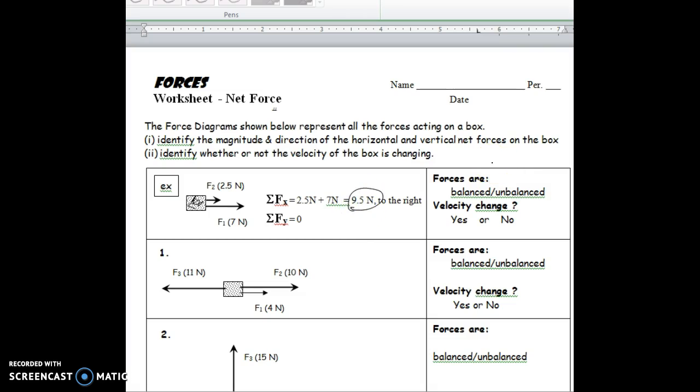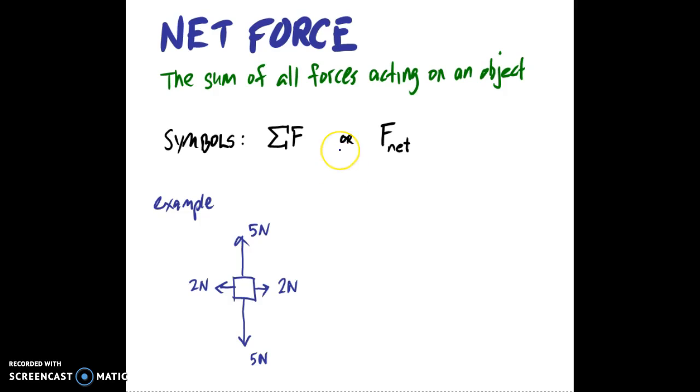So if there's a net force that's not equal to 0, that means the forces are unbalanced. So we'll circle that. And if there's unbalanced forces, do the velocities change? The answer is yes. Here's another example with forces acting both vertically and horizontally.